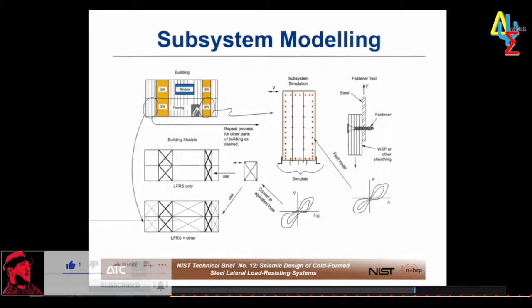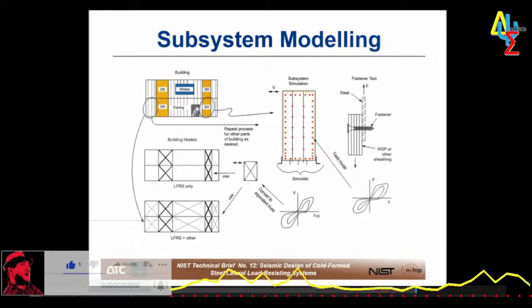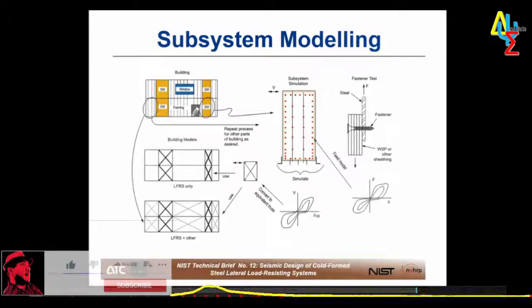And so the results of those tests can be used to simulate full systems, such as a shear wall. You could take those test data and run them through some sophisticated analysis to determine the behavior of an entire shear wall. And that method does provide the ability to design shear walls with sheathing and fastener combinations not currently published.